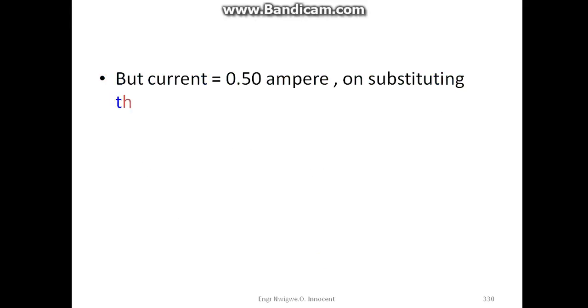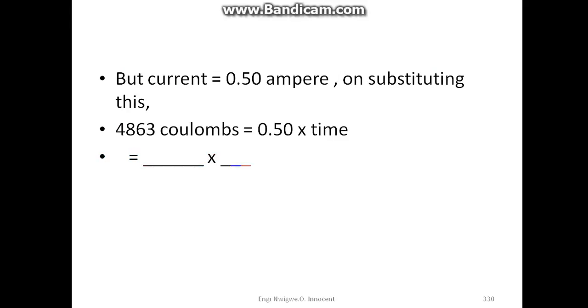But current equals 0.5 ampere. On substituting this, 4,863 coulombs equals 0.50 times time, making time the subject of the formula. Time will now equal 4,863 divided by 1 times 1 over 0.5, which will now give us 9,726 seconds.